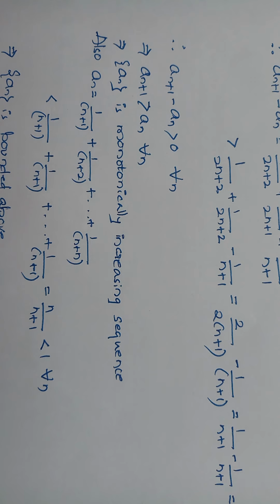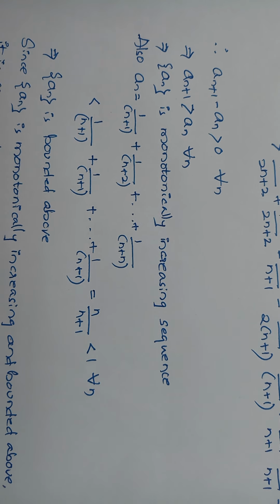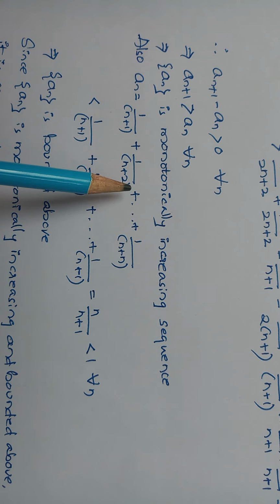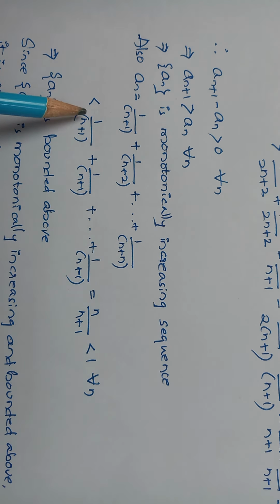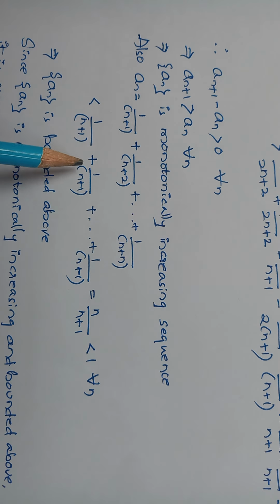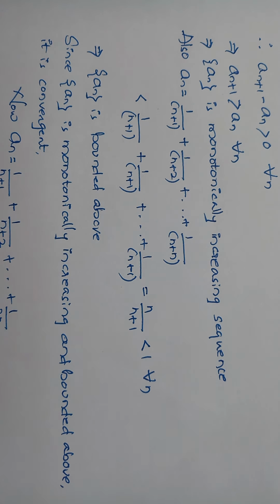So here we have to find a bounded above point. So also a_n is equal to what? 1 divided by n plus 1, 1 divided by n plus 2, up to 1 divided by n plus n, that is 2n. So here I am writing that this is less than 1 divided by n plus 1 plus 1 divided by n plus 1, so on, 1 divided by n plus 1. So these are n terms. So this is equal to n divided by n plus 1. So this is less than 1. Means a_n is bounded above. So that point is 1. Since a_n is monotonically increasing and bounded above, therefore it is convergent.